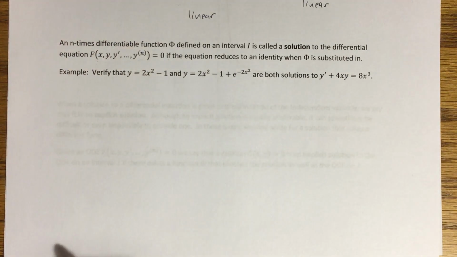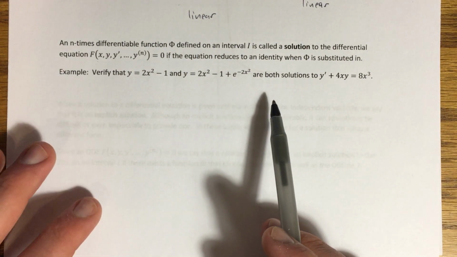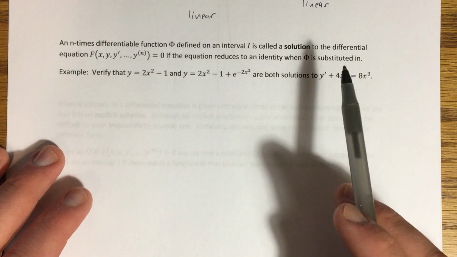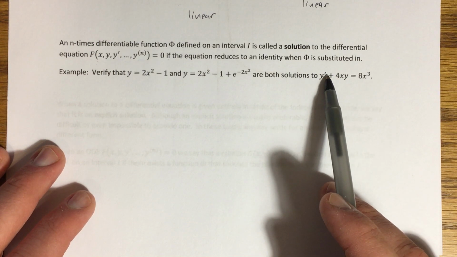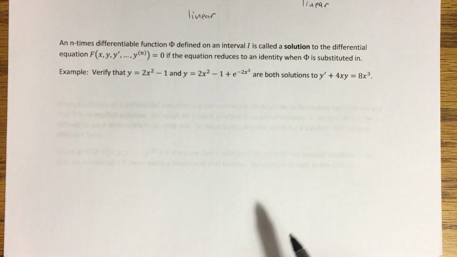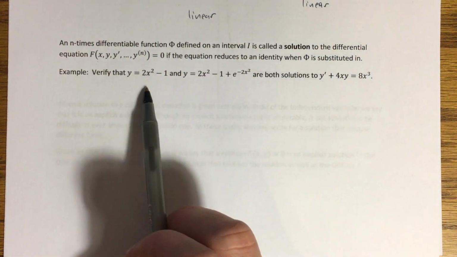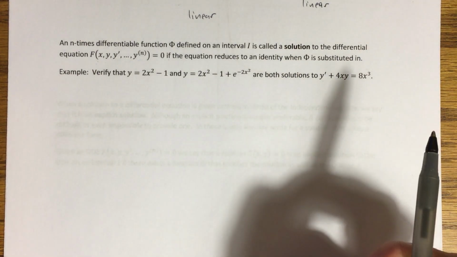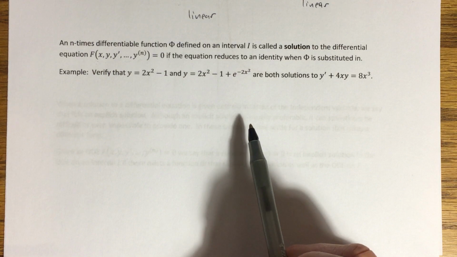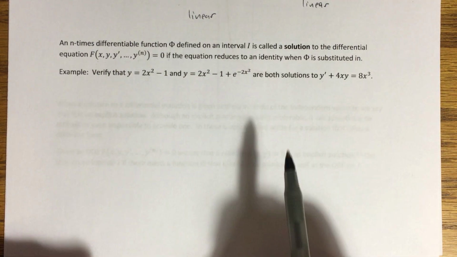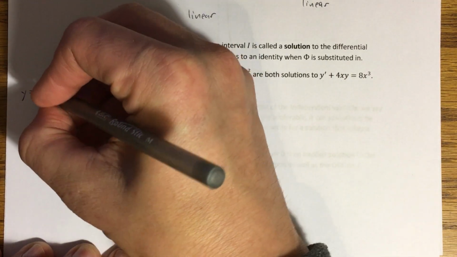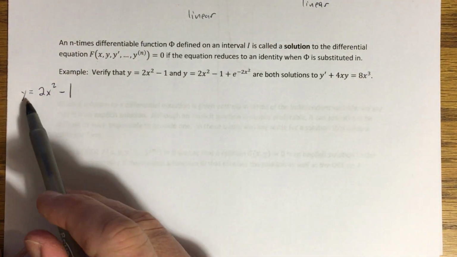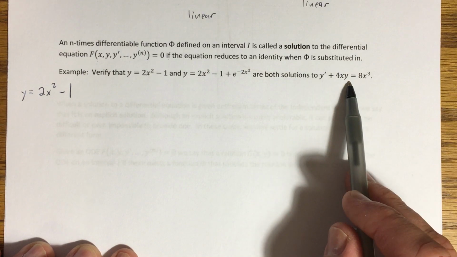It's something that's true. To give you an example, let's take a look at this differential equation: y prime plus 4xy equals 8x cubed. Notice y is the thing that we're taking the derivative of, which means x would be our independent variable here. I'm giving two functions that I'm saying are solutions to this equation, and I would like to check both of them. So here's the simpler one. We're going to start by looking at y equals 2x squared minus 1. How do we verify that this function is a solution to this differential equation?